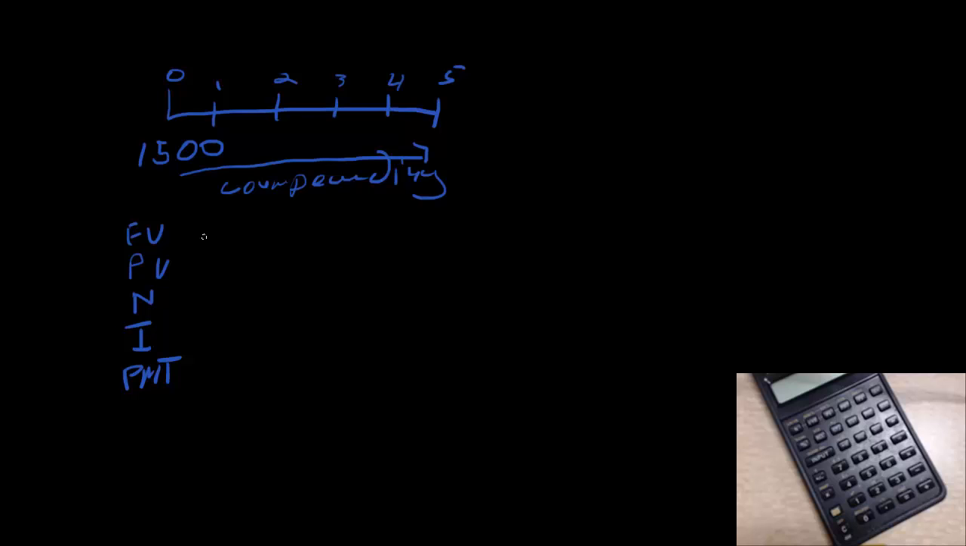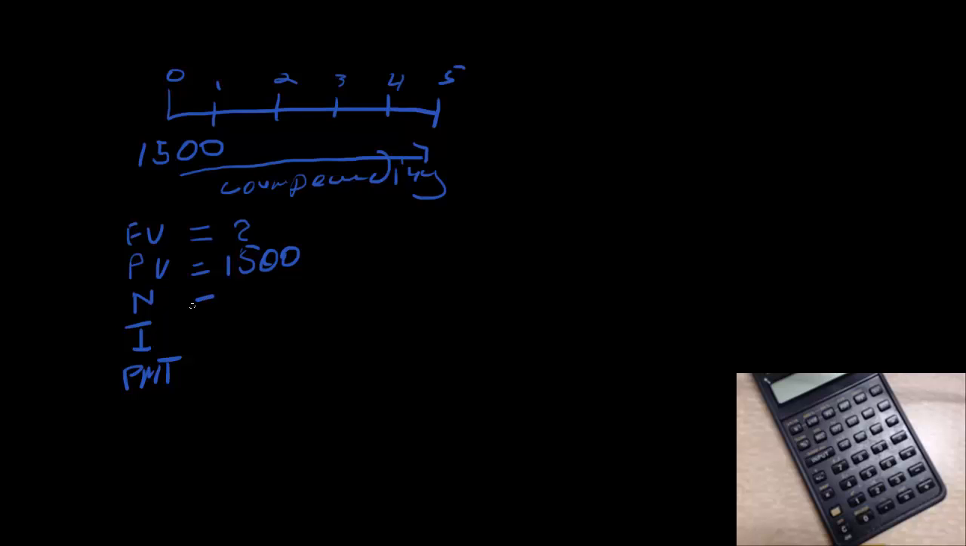Okay, so the first thing I ask myself as I fill these out is what is each of these that I'm looking for. So here's the future value. Do I have the future value? I don't. Future value is what I'm looking for, so I put a little question mark right here. My present value is how much money I have right now. That's going to be my 1,500. So I come in here and I put in 1,500.